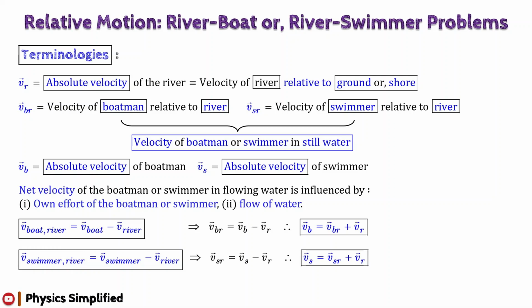So, we can state that, the absolute velocity of a boatman, or a swimmer in a flowing river, is his resultant velocity, obtained from the vector sum of the two velocities, imparted on the boatman, or the swimmer.